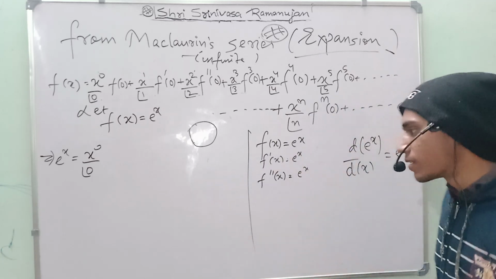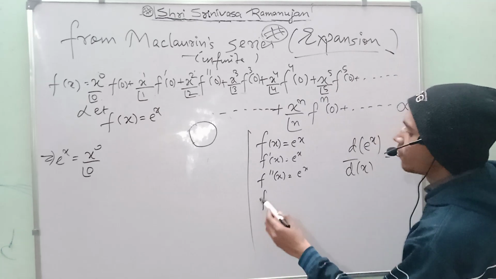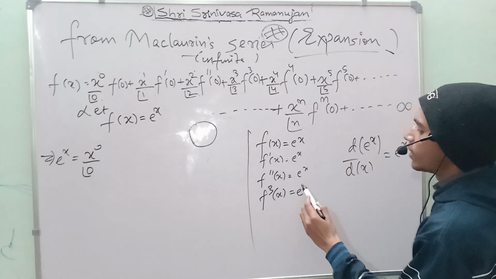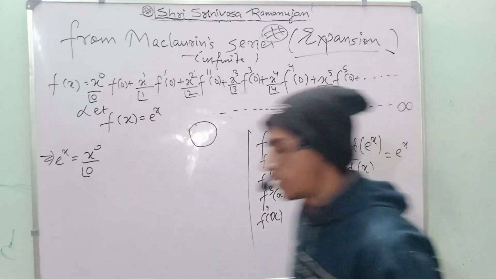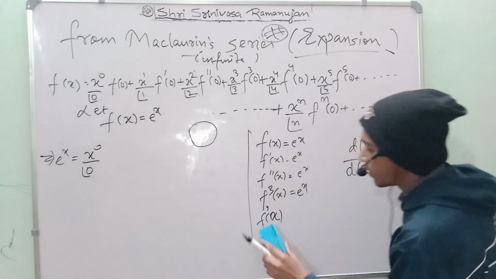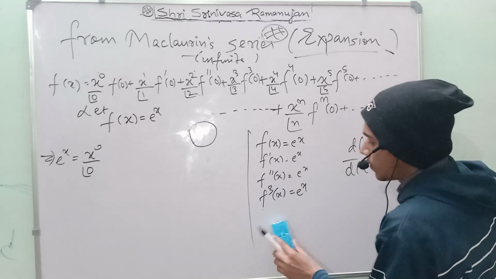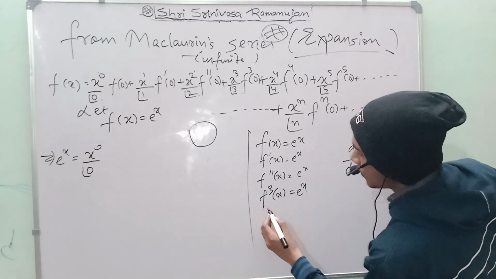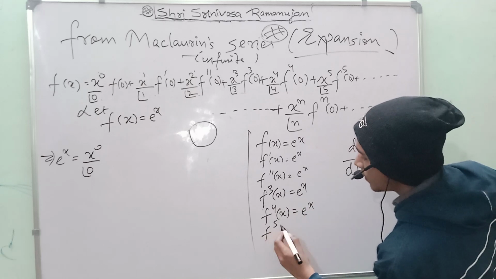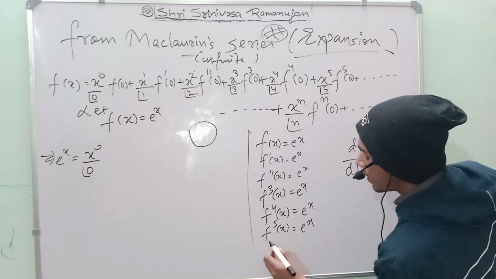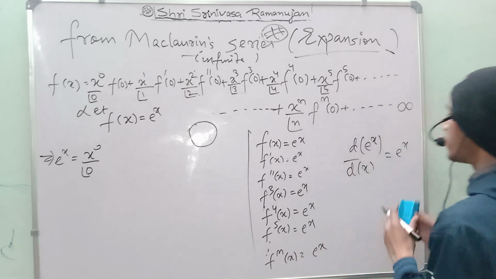What do we get? e to the power x. Then again we differentiate, and it goes like this: f'''(x) will be e to the power x, f''''(x) is also e to the power x, f^(5)(x) is also e to the power x. That goes on to f^(n)(x), which is also e to the power x.